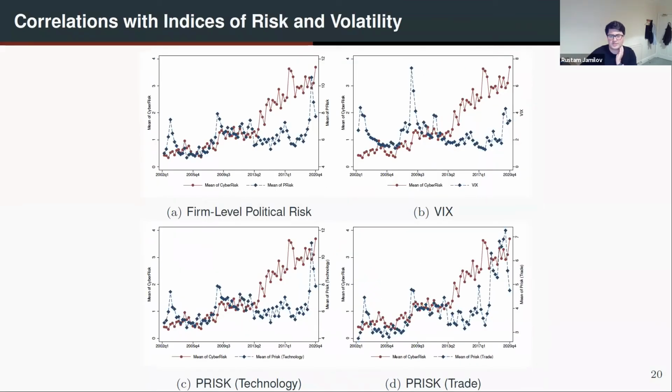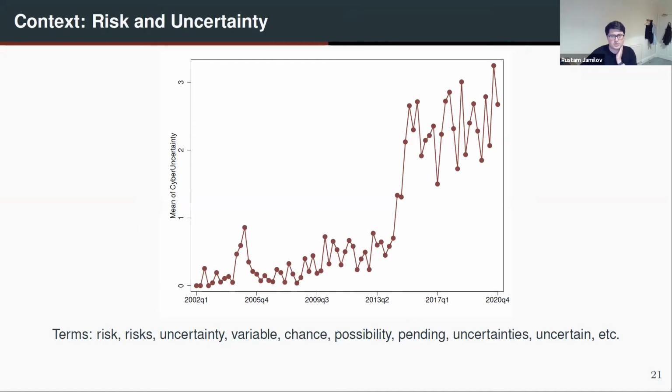So I will skip this. It's not particularly interesting. So just to show you some more pictures on the contextual flavor. So this is the risk and uncertainty topic.